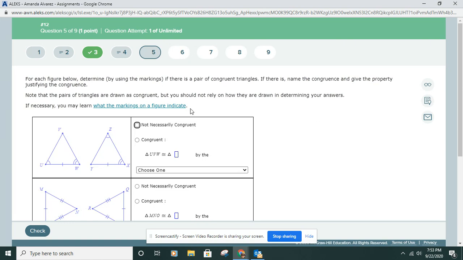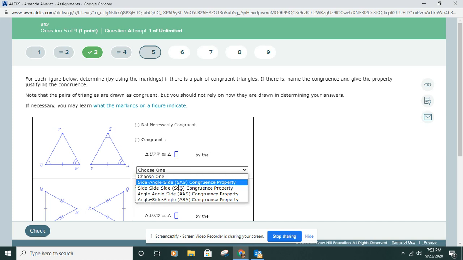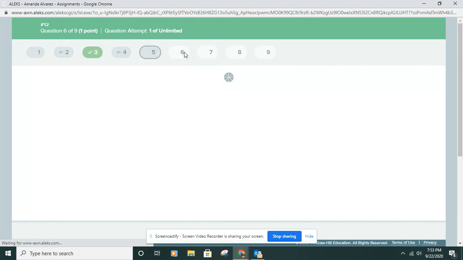All right, so on this one it's the same thing. The congruent triangles, and then choose if it's side, angle, side, side, side, side, angle, angle, side, or angle, side, angle. So this is a really good review of the different congruences.